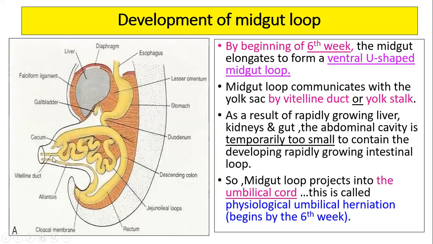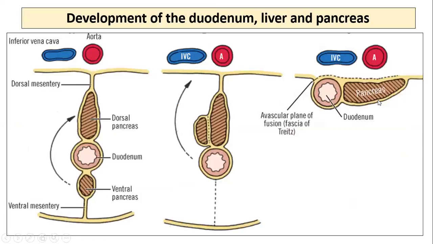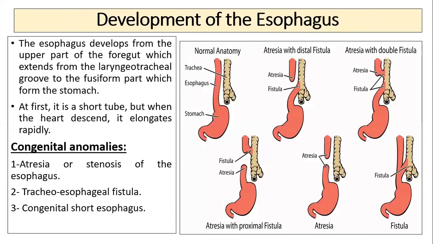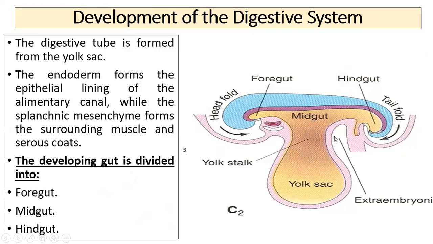If you see here, there will be formation of something called the U-shaped ventral midgut loop. The midgut loop communicates with the yolk sac, as you can see here. It will start communicating with the yolk sac by the vitelline duct. Here, this is the vitelline duct. The yolk sac will be outside, and it will be smaller at this stage, or the yolk stalk. You have seen the yolk stalk before. If you remember this picture, here is the yolk stalk.